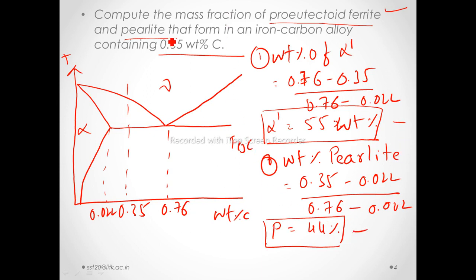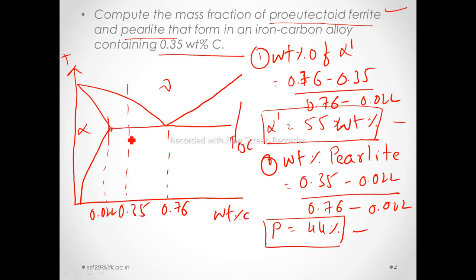I have taken this problem because of the proeutectoid ferrite. Most of the GATE papers will ask for the weight fraction of proeutectoid phase. The same thing we can apply for the cementite also. In depth, we can calculate the total amount of ferrite, alpha ferrite, and the total amount of cementite by considering the whole length from here to here.